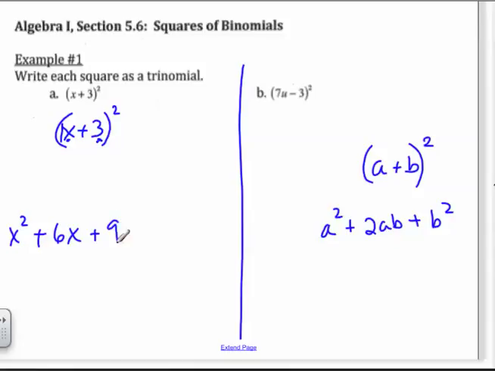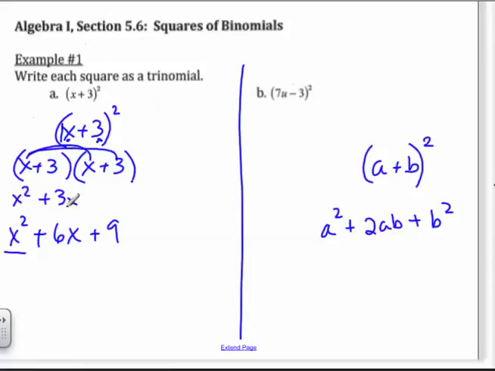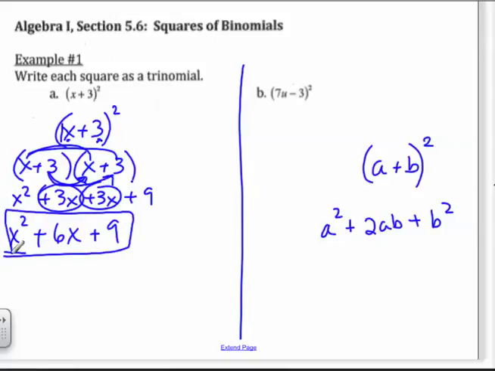Now let's multiply it out and see if that's what we get. So this is x plus 3 times x plus 3. x times x is x squared. x times 3 is 3x. 3 times x is 3x. 3 times 3 is 9. And do you agree when I combine these like terms that this is what I get? Everybody happy with that? Everybody see that?